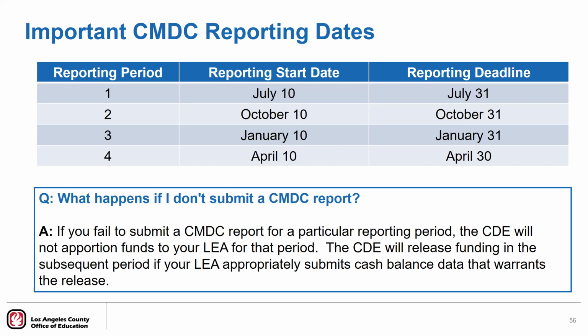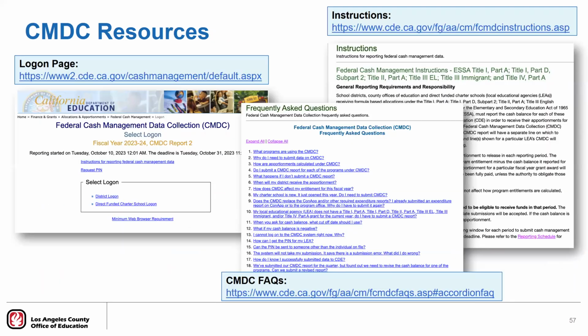It's also important to note that if the cash balance is 0, a CMDC report must still be submitted in order to receive an apportionment for that period. So here on this slide, we've included a few resources for your reference, including a link to the CMDC logon page and the instructions for reporting this data. And we've also included a link to some CMDC FAQs that are posted on the CDE's website.